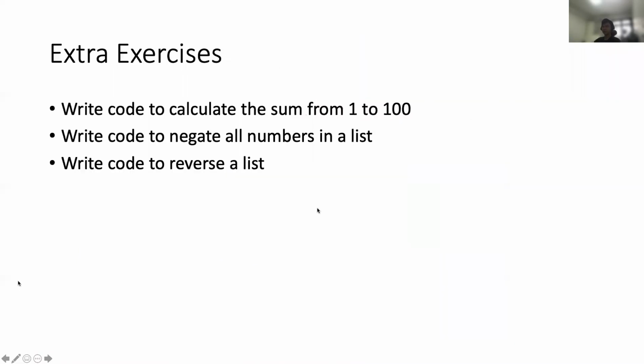So I'm coming to the end of the lesson already. As exercises, I want you to try writing code to calculate the sum from 1 to 100. A small hint: you can use a variable to keep track of the current sum and update it by incrementing its value. And you can use a for loop to go from 1 to 100.